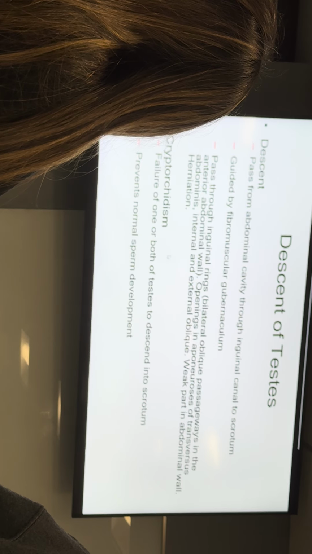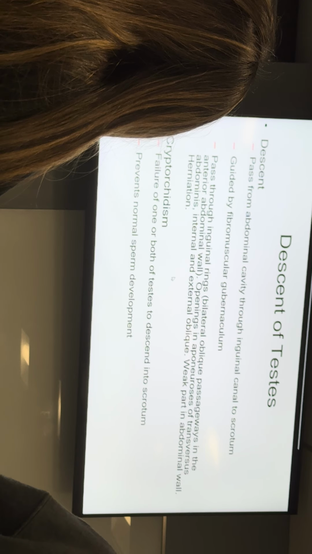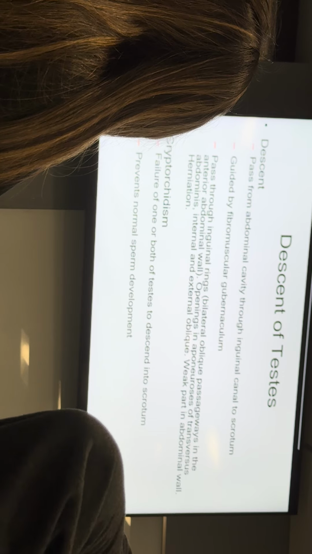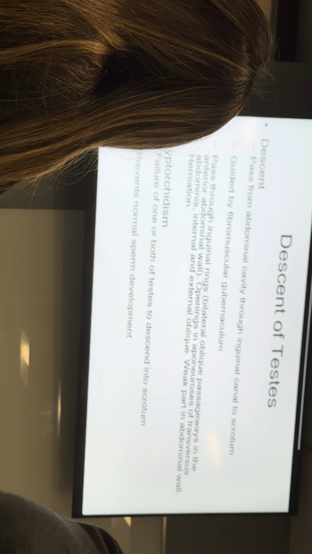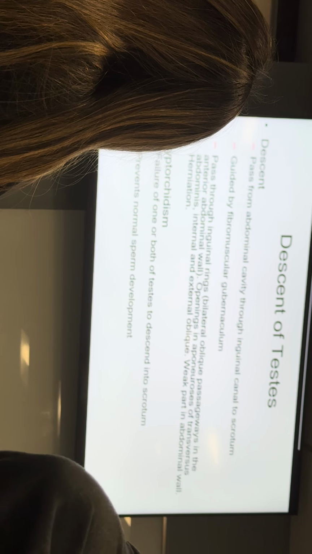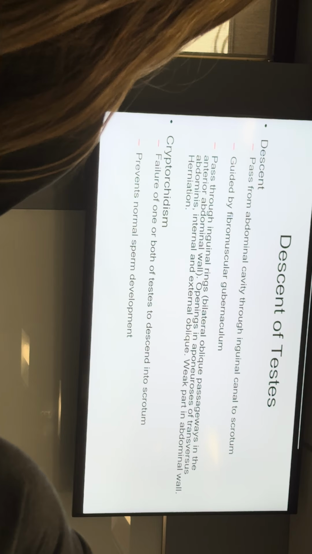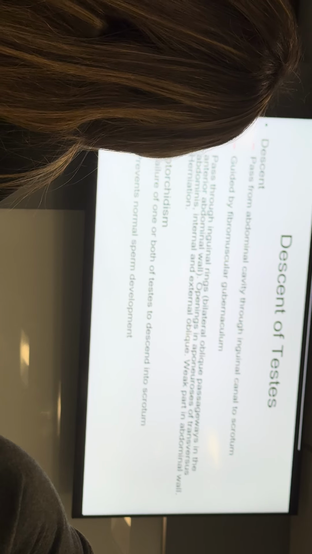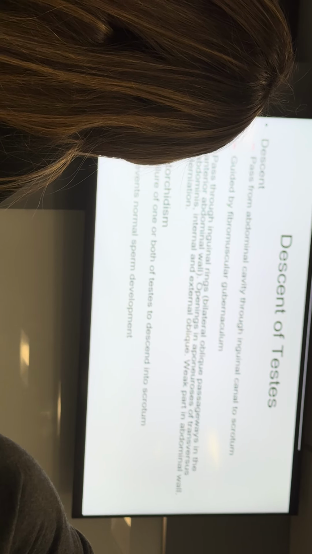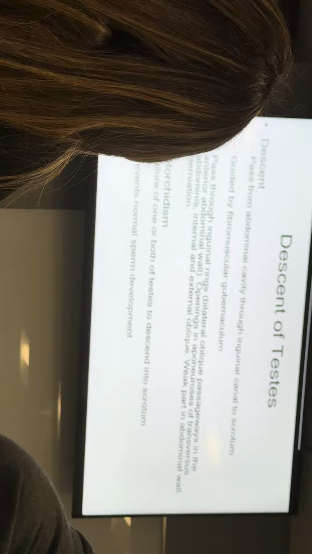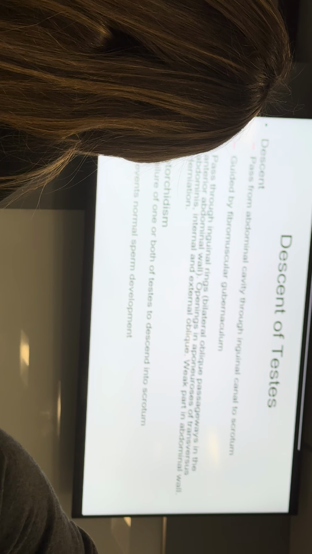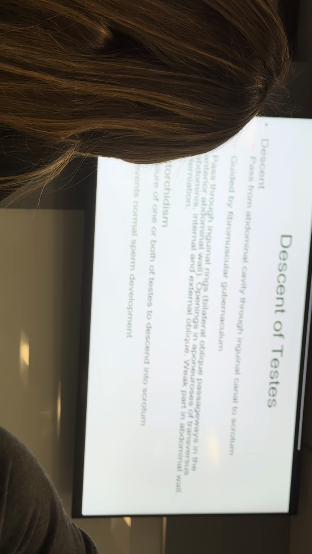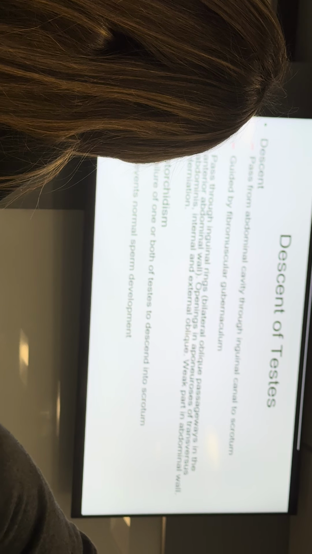Okay. If they don't descend, you have cryptorchidism. That's a failure of either one or both testicles to descend. If one descends and the other doesn't, the guy's okay, because both testicles will produce normal levels of testosterone, and as long as one descends, he can still be fertile. If they both fail to descend, you'll still have normal levels of testosterone production, but what you won't have is fertile sperm production. They won't be motile or movable.